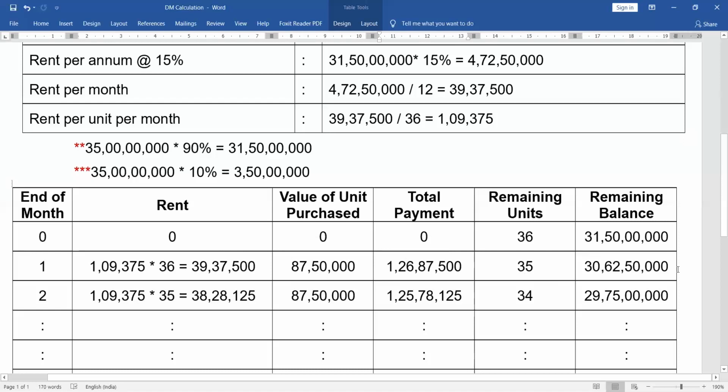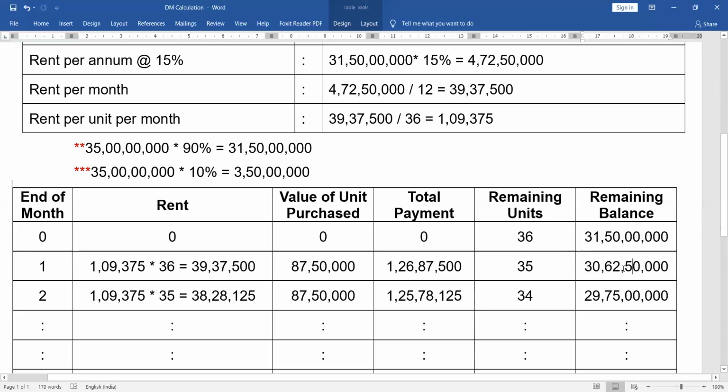So what would be the remaining balance? The remaining balance is 30 crore 62 lakh 50,000. So how have we calculated this remaining balance? This is the main balance, 31 crore 50 lakh. From this, 87 lakh 50,000 will be deducted from 31 crore 50 lakh. So we will get 30 crore 62 lakh 50,000.